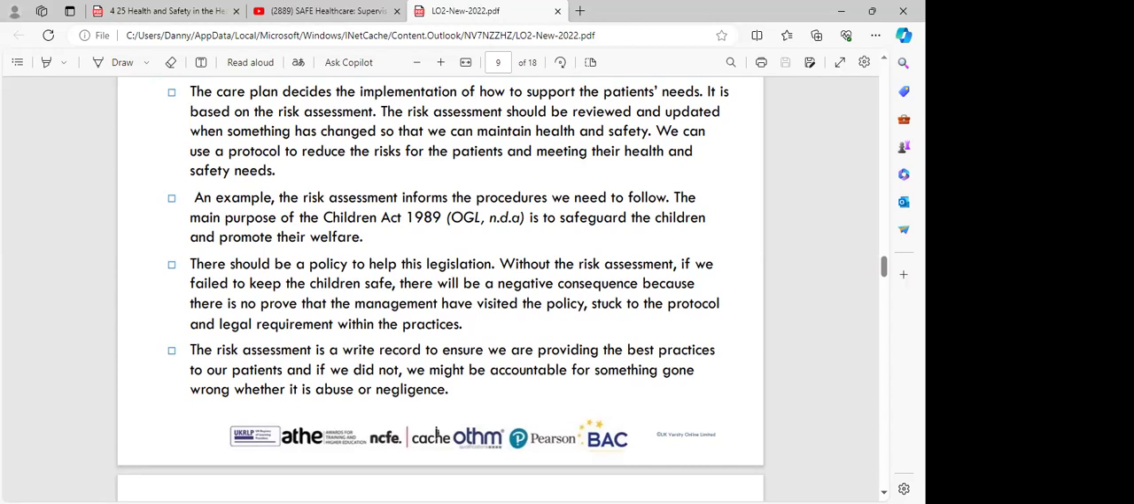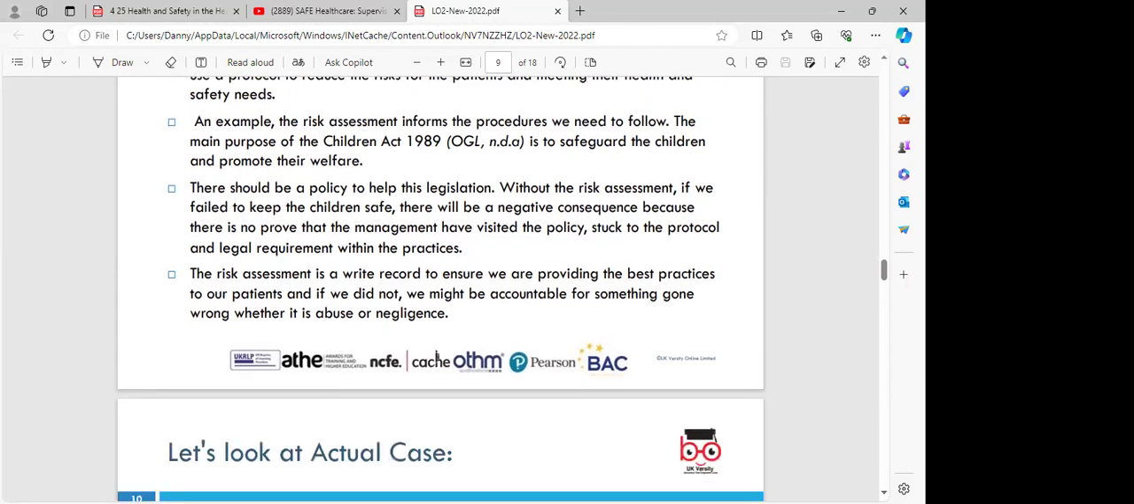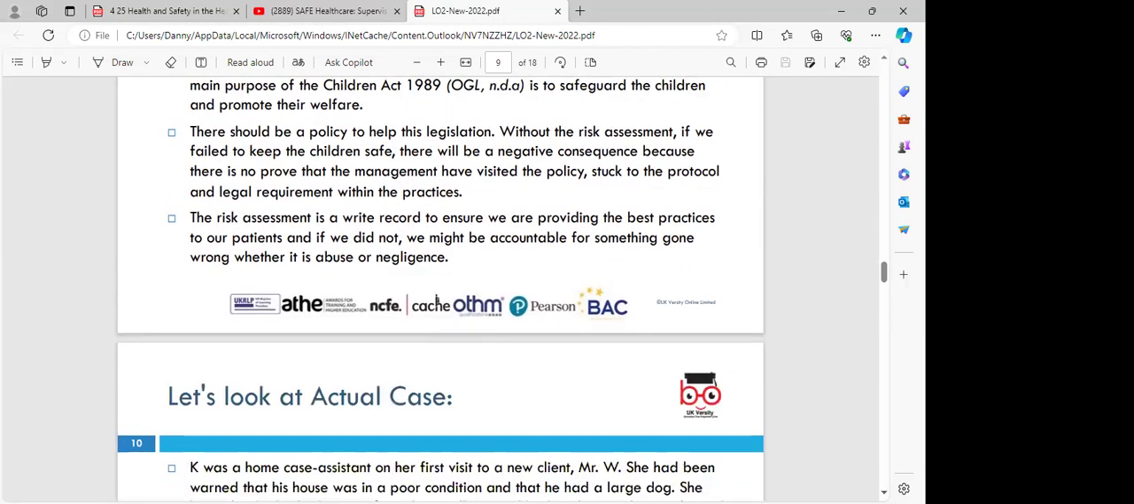The main purpose of the Children Act 1989 is to safeguard children and promote their well-being, their welfare. There should be a policy to support this legislation. Without risk assessment, if we fail to keep the children safe, there will be negative consequences, because there is no proof that the management have visited the policy, stuck to the protocol and legal requirements. So what this is saying is that if we don't do risk assessment, then we don't have any evidence that we have really visited the place or the property. You understand me?